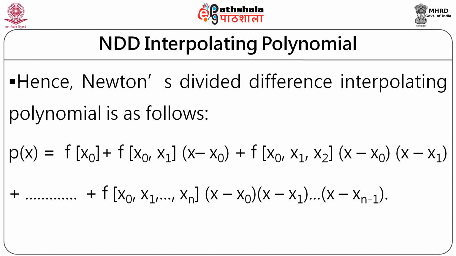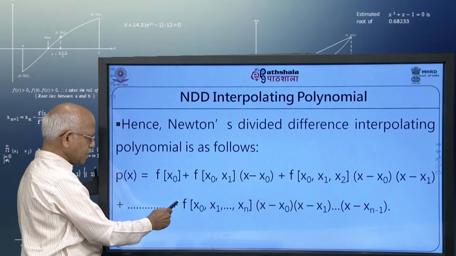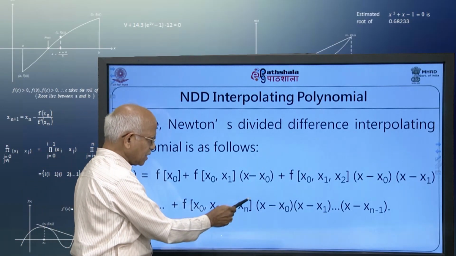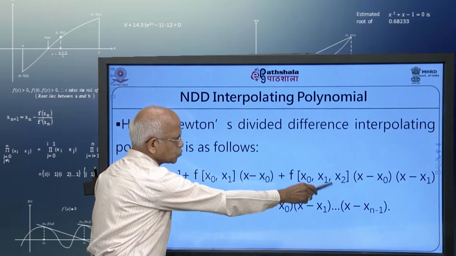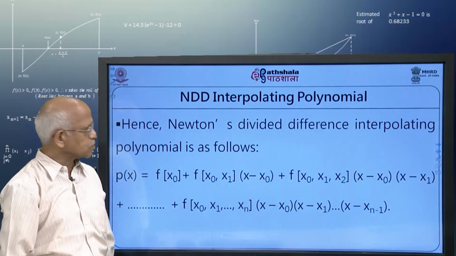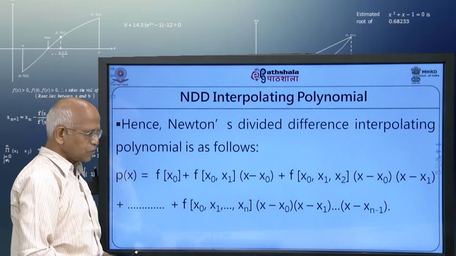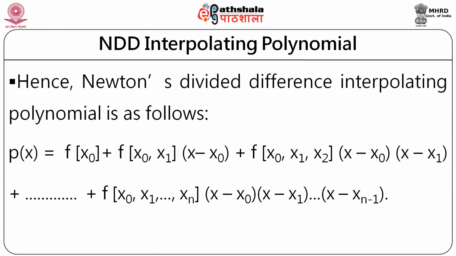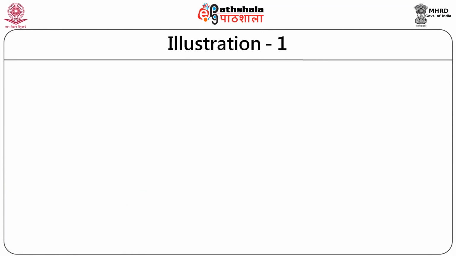So, this is p(x) equal to a 0, that is f(x0), a 1, that is f[x0, x1] into (x minus x0), a 2, f[x0, x1, x2] into (x minus x0)(x minus x1), and so on, and finally, I will get f[x0, ..., xn] into (x minus x0)(x minus x1) up to (x minus x(n minus 1)). So, this is my Newton's divided difference interpolating polynomial. So, simple verification of how we have got this we have already done.